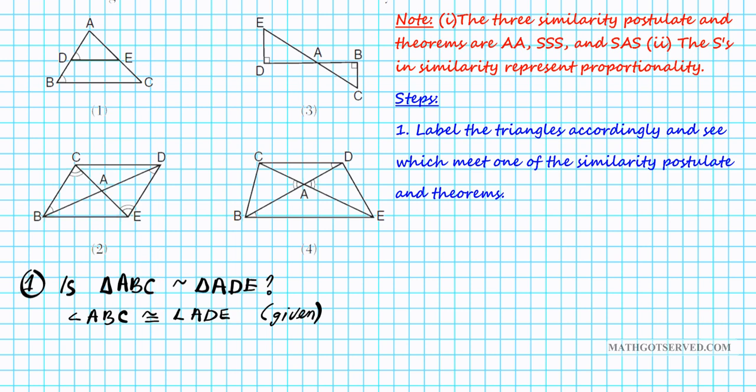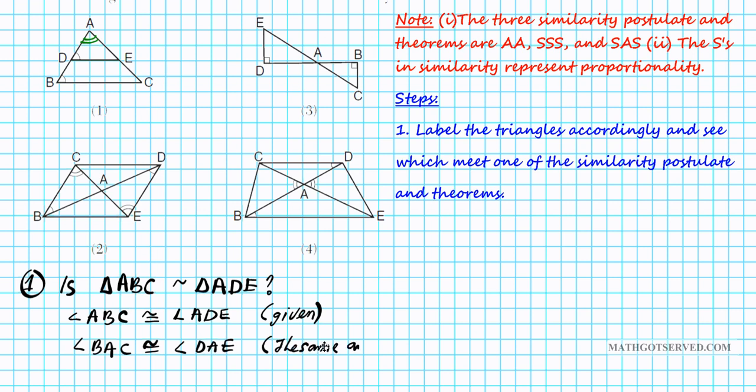What else do we know? Well, these two triangles share the same angle. Okay, so they both share this angle right here. So what can we write? We can also conclude that angle BAC from the bigger triangle is congruent to angle DAE. How do we know that? They're the same angle.